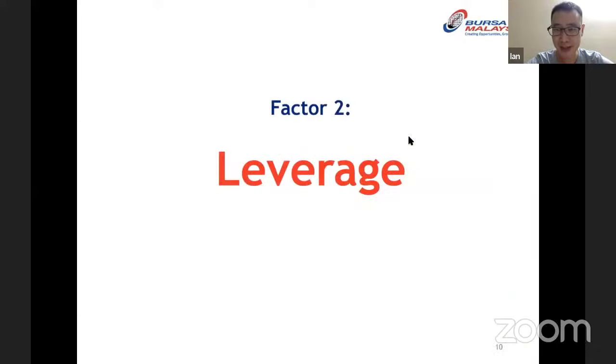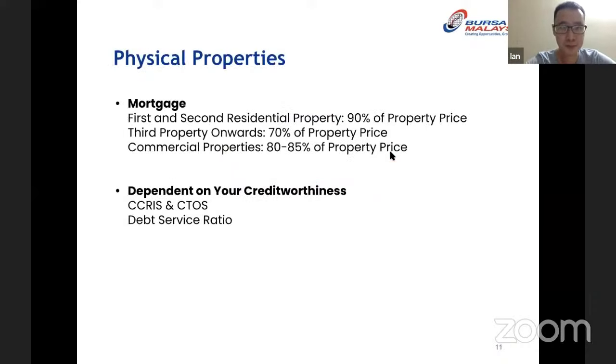Now let's move on to the second factor that we need to consider, which is the word leverage. Leverage is actually very important. Looking at physical properties, like I said, most investors in Malaysia are not cash rich enough. If the price of a property is 300,000, 400,000, or 500,000, or a lot more than that, not many people, especially if they are young today, have 500,000 in capital to start with. So most of us will take up a loan, which is actually a form of leverage.